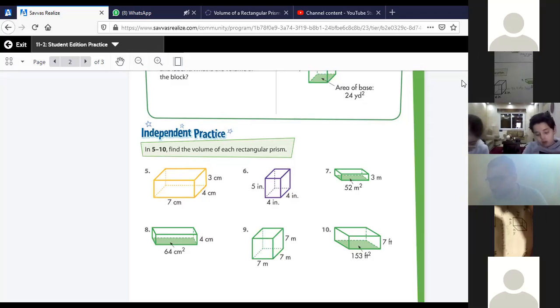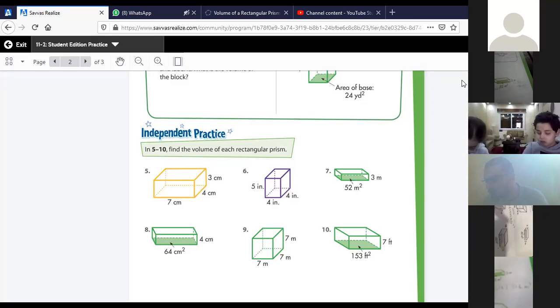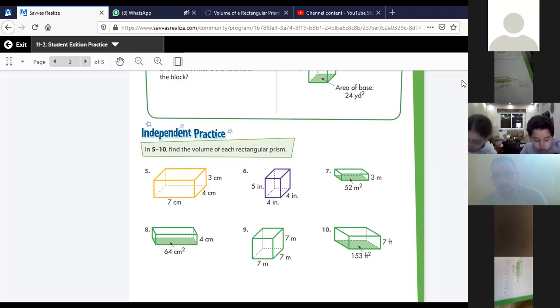Oh, before the question, do number 7. Now, for number 7, we are using the second formula. The second formula is to multiply the area of the base times the height.